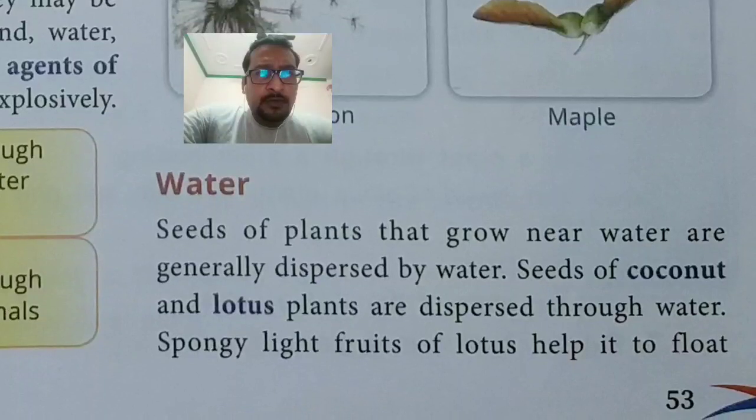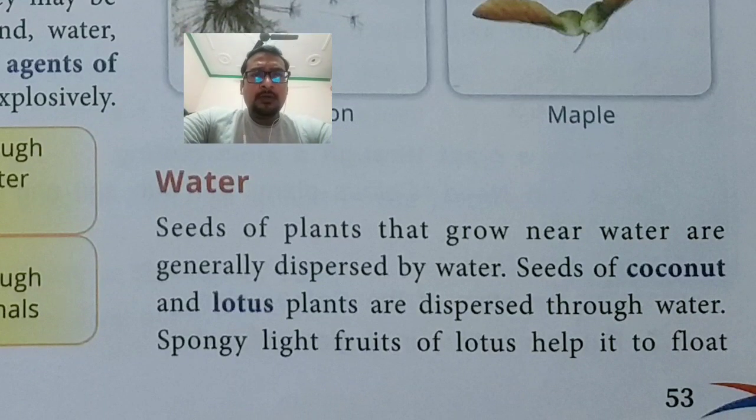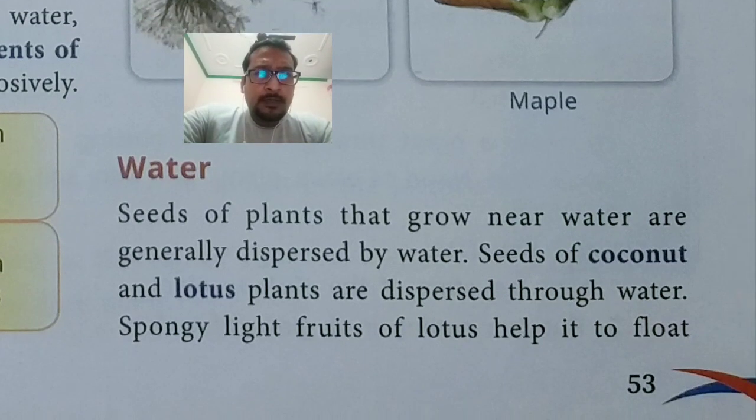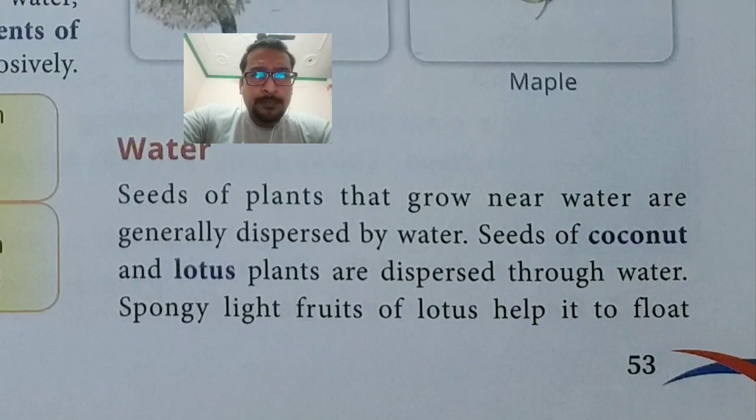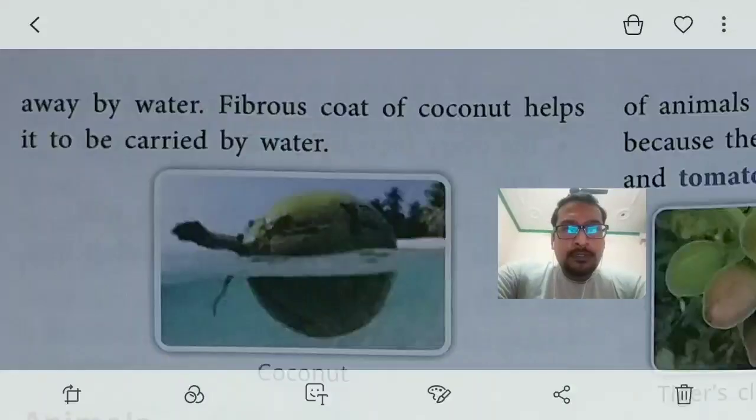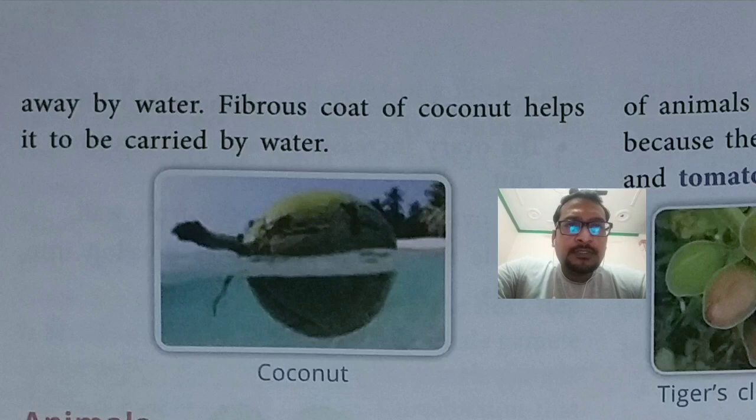Then seed dispersal by water. Lotus and coconut are some examples. In lotus, the seeds are spongy and light, and they can float easily on the water. Coconut has a fibrous coat which helps it float on the water and be carried by water easily.